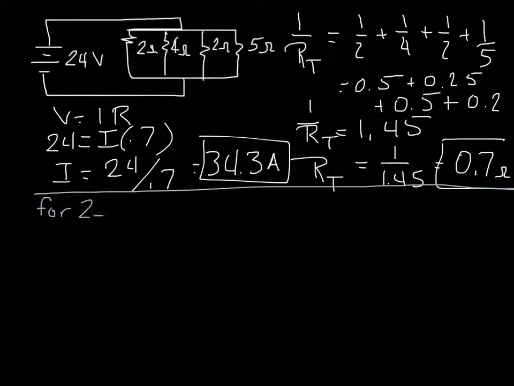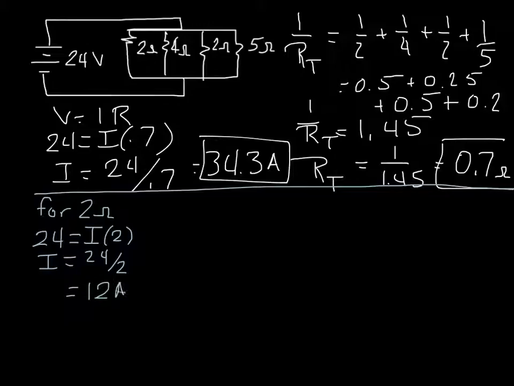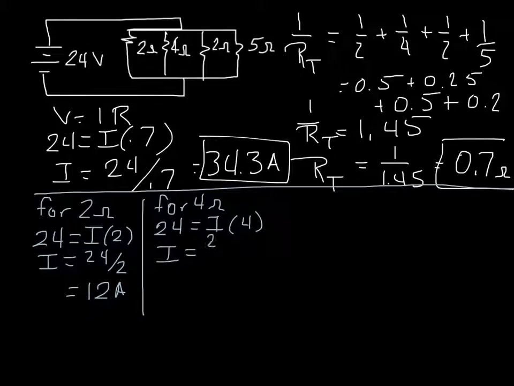So for the 2 ohms, we know 24 volts is going to be the voltage, current times 2. So that means current is equal to 24 divided by 2, which is 12 amps. For the 4 ohm resistor, we got 24 is equal to I times 4. So I is equal to 24 divided by 4, which is 6 amps.